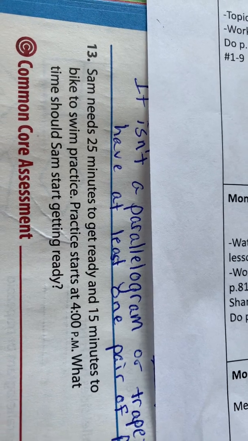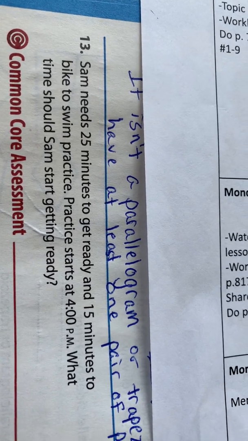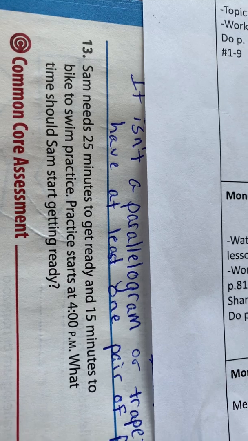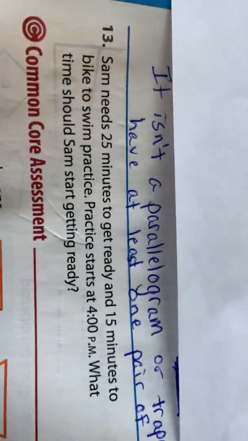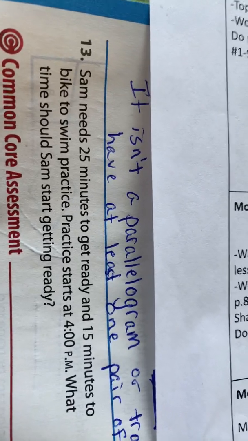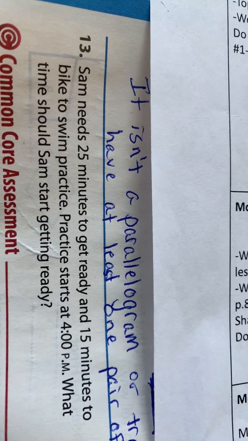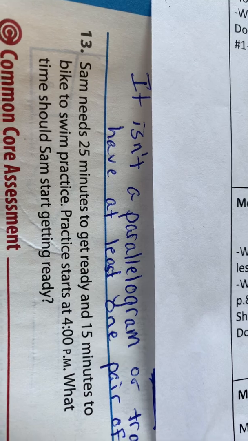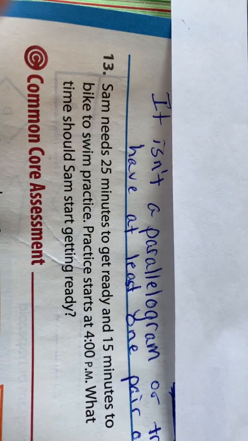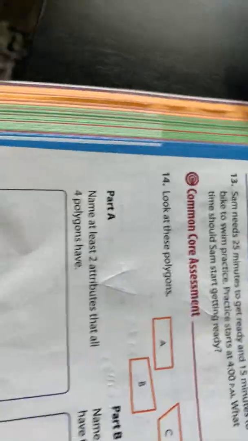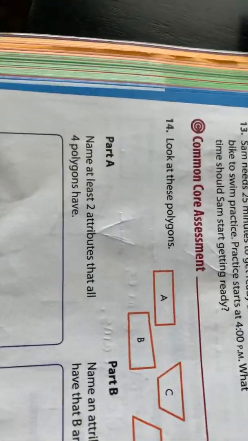All right, number 13 says Sam needs 25 minutes to get ready and 15 minutes to bike to swim practice. Practice starts at 4. What time should Sam start getting ready? I want you to do this one on your own. Okay? And then type the answer in the comment section under the assignment like you've done in the past.